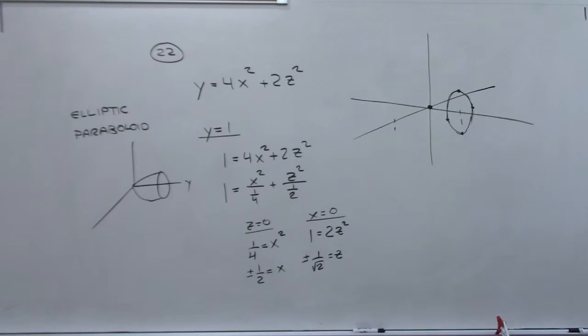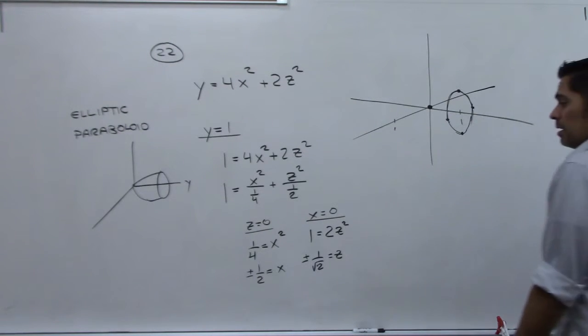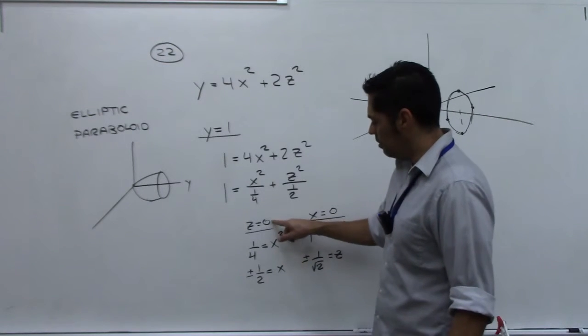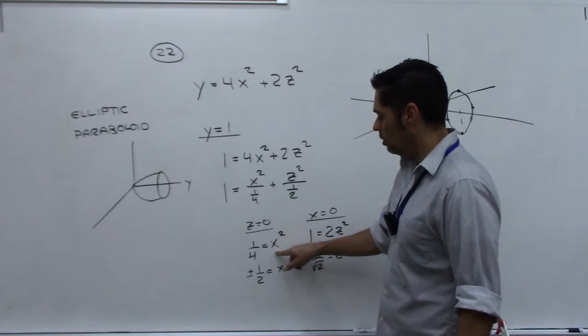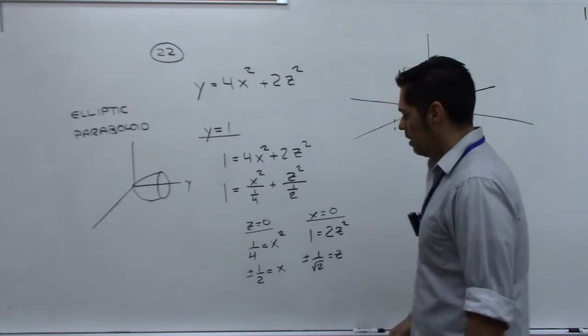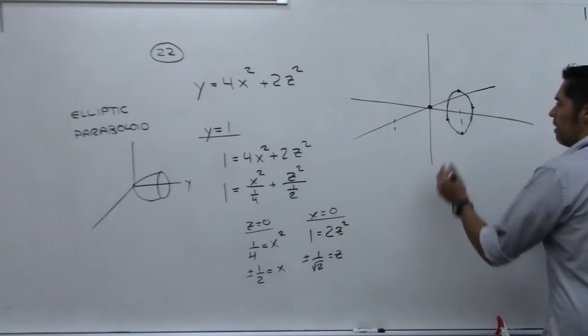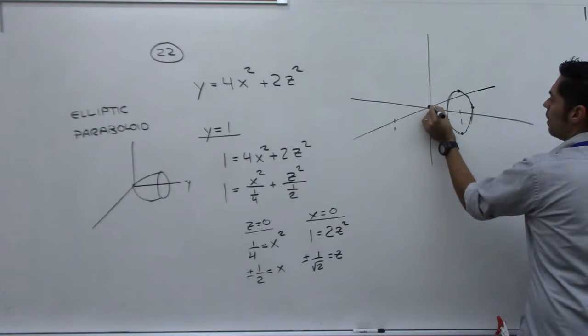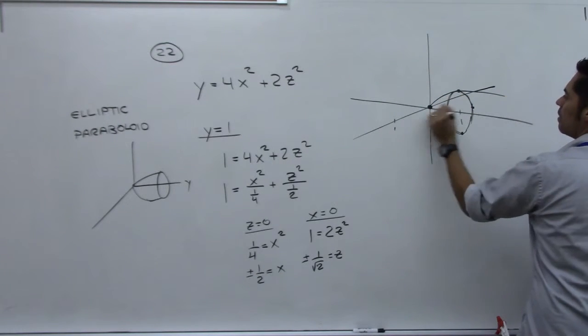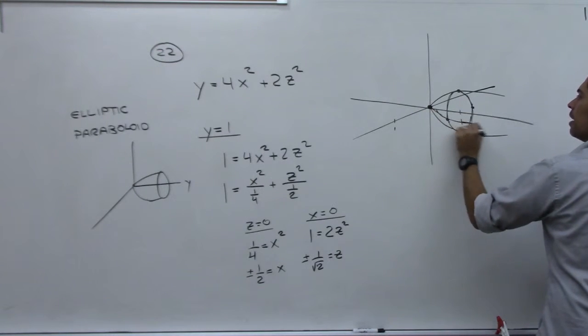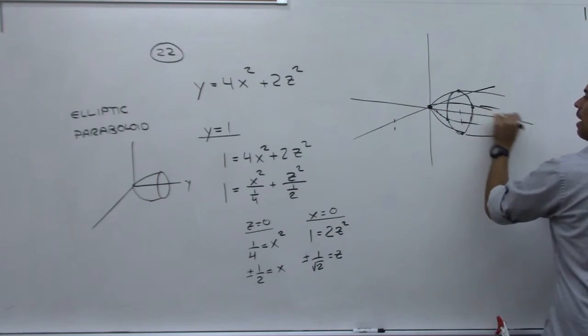If you want to look at it a different way, if z is 0, this is a parabola. If x is 0, this is a parabola. So we have parabolas opening up like this, and then also through there, like that.